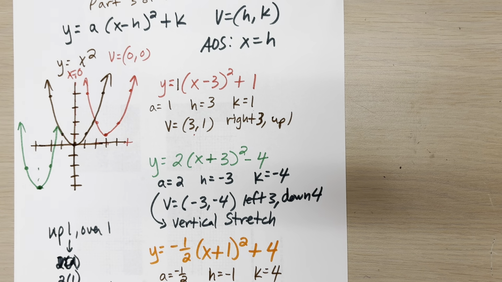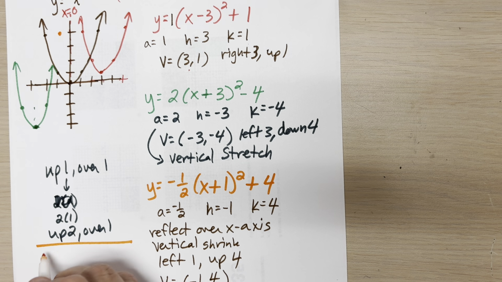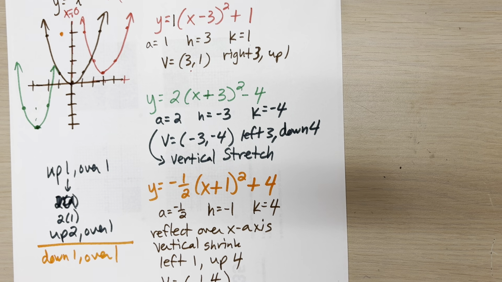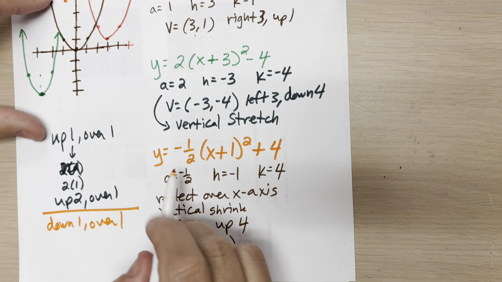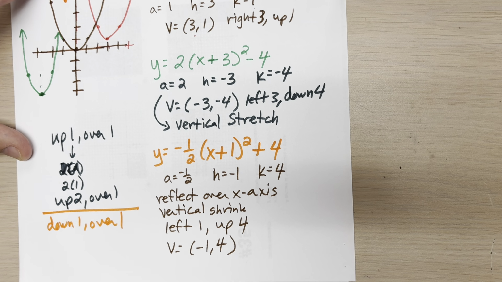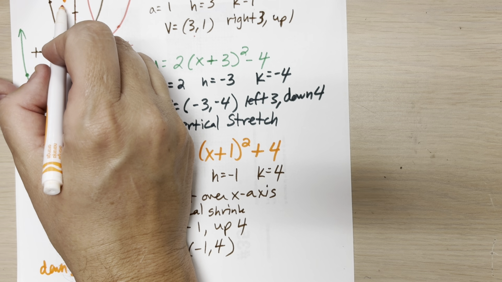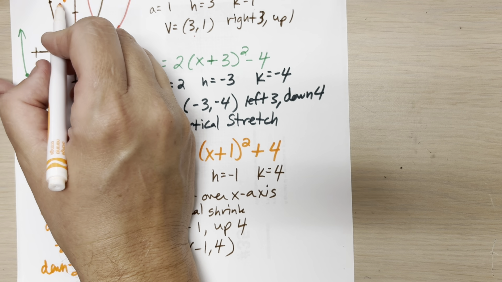Now this a value is -1/2, so I know it's going to be opening down. Very similar to this stuff, I would be going down 1 over 1 with my pattern. However, I'm going to be looking at that 1/2 and multiplying it by 1. So I'm going to be going down 1/2 and over 1. All right, so down 1/2, over 1.